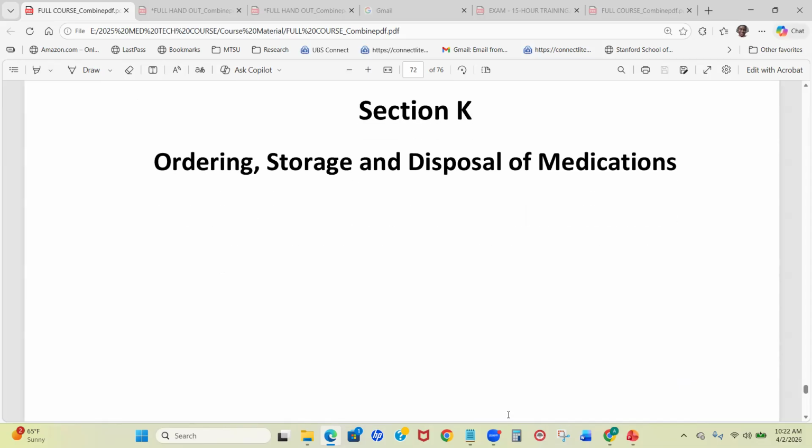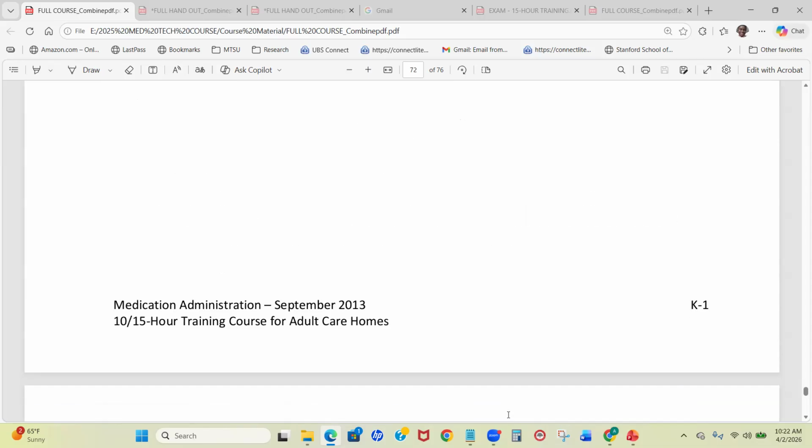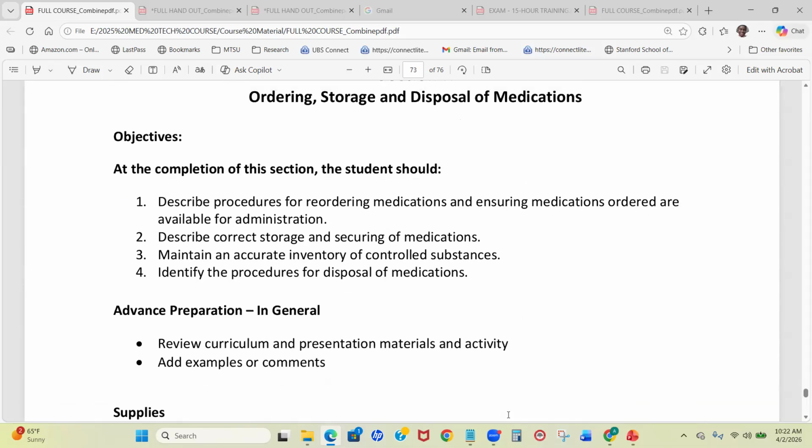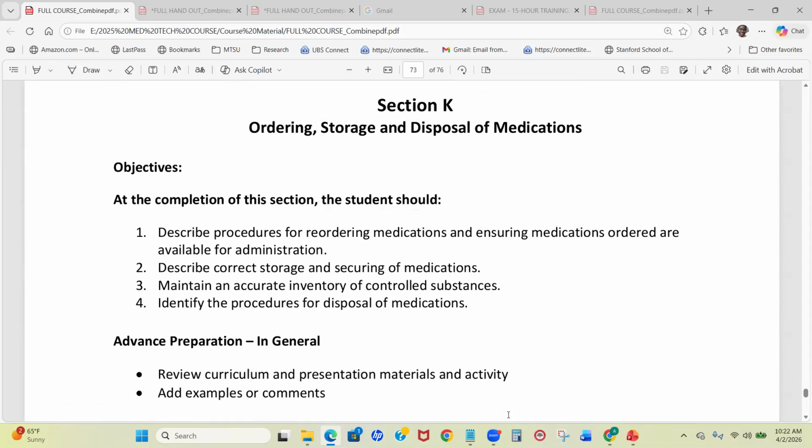So let's see about ordering, storage, and disposal of medications after you have administered your medication. Where to store them, how to dispose. If you took half out and you want to dispose of it, we want to understand how to do all that.